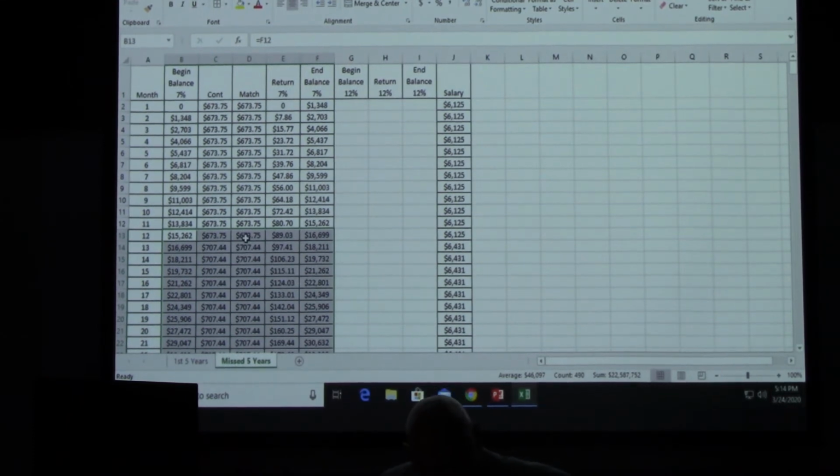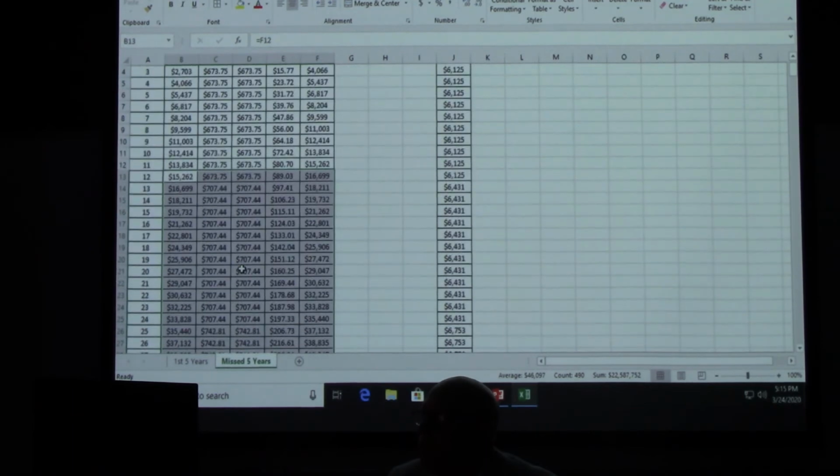So 673.75 times 2 is 1,347, times 12 is $16,170. And then times 1.07 is 17,301, and that's right, because it's going to be less than that, since we're only earning interest on half the balance for half the year, so we're good there.